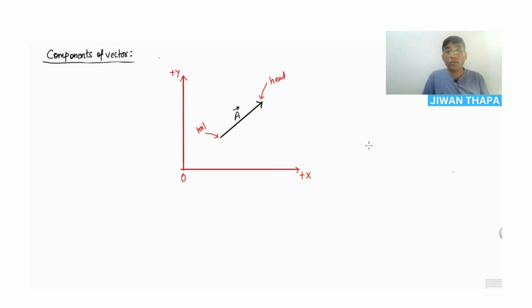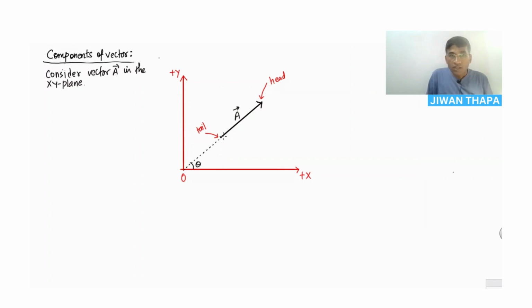We are going to discuss components of a vector. Consider vector A in the xy plane. Since there are two ends of the vector, the arrow end is called the head and the remaining end is called the tail of the vector. Let the vector A make angle theta with the positive x-axis.